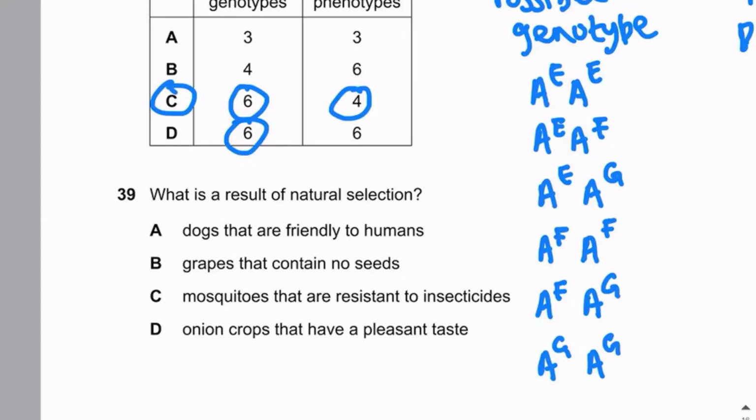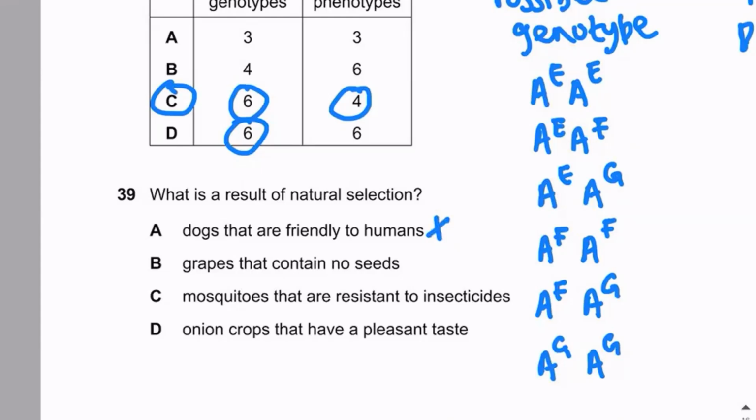And then they were allowed to breed. They were crossed, and the offspring appeared. And again, those dogs which were friendly were selected. So in this way, by artificial selection, we got dogs that were very friendly to humans. So option A is artificial selection and not natural selection.